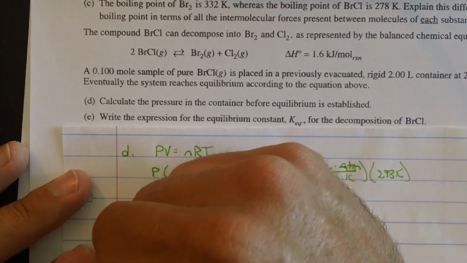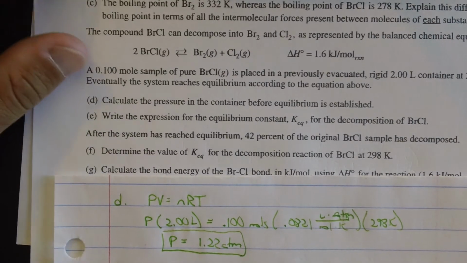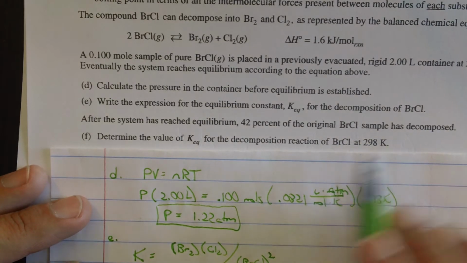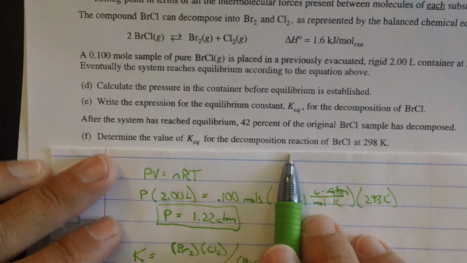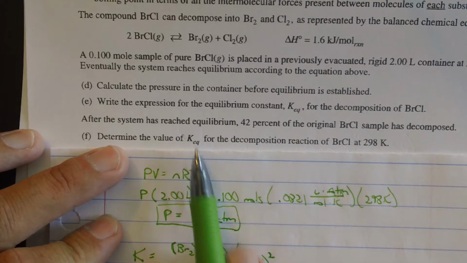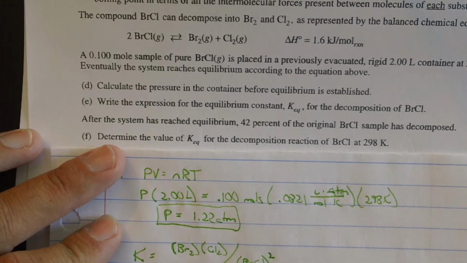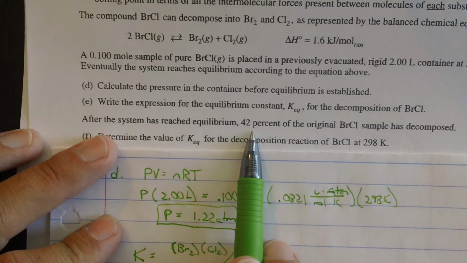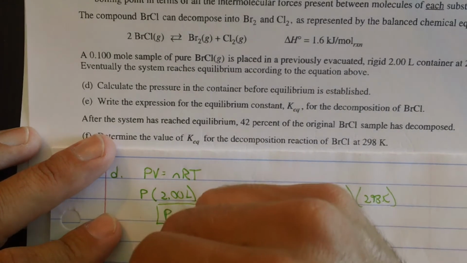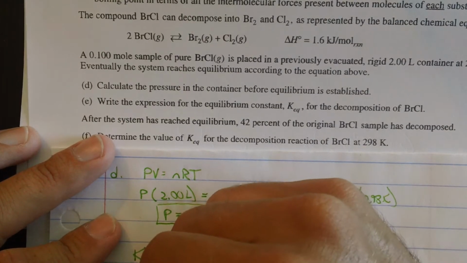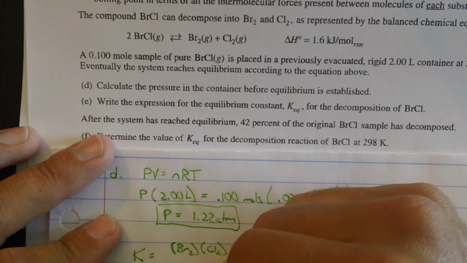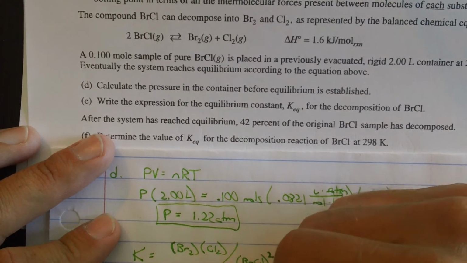Then letter F says, after the system reaches equilibrium, 42% of the original BrCl sample has decomposed. Determine the K value for the decomposition reaction. So what we've got is an initial value of pressure, and they want to know what is our K value, which means we need to figure out what are these equilibrium values, right? And we know 42% of the original stuff decomposed when we reach equilibrium. So I'm not exactly sure, but I know I got initials. I'm going to do an ICE table here and see how this thing shakes out. We've got 2 BrCl going to bromine and chlorine.